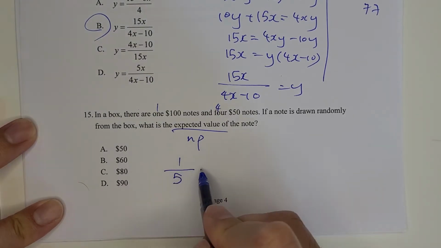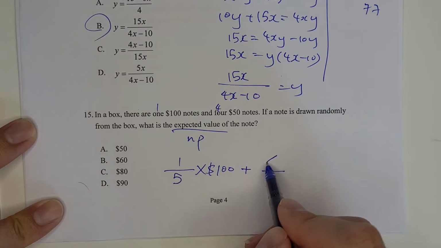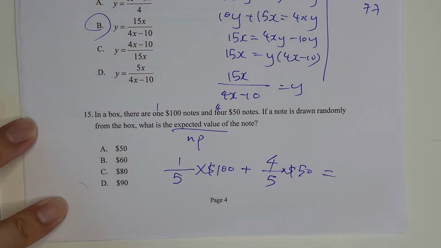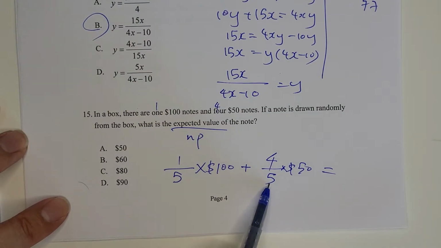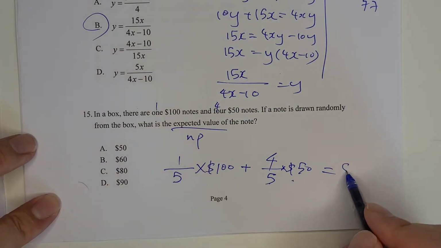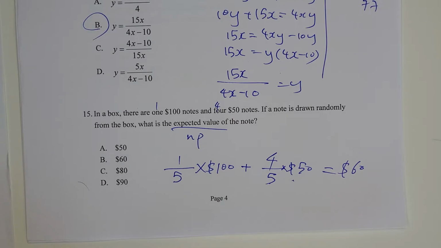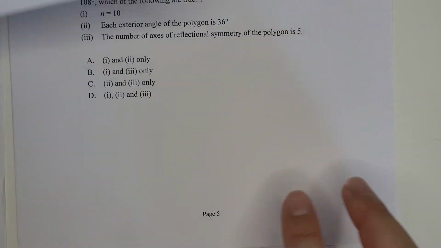If you get the $100 note, the expected value of course must be 100. Plus, there's another possibility. Among 5 notes, 4 of them are $50. So you just multiply them together. That is 20 plus 40, and the answer is 60. So for question number 15, the answer is B. So go to the next question.